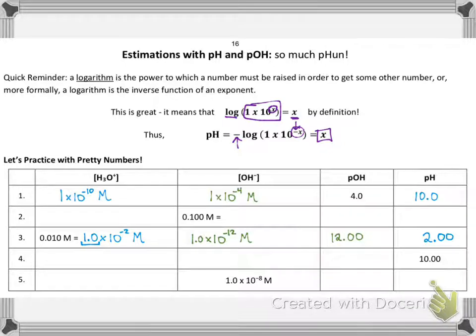Okay, go ahead and try the 3 that we have not done, and then when you are ready to check your answers, unpause the video.